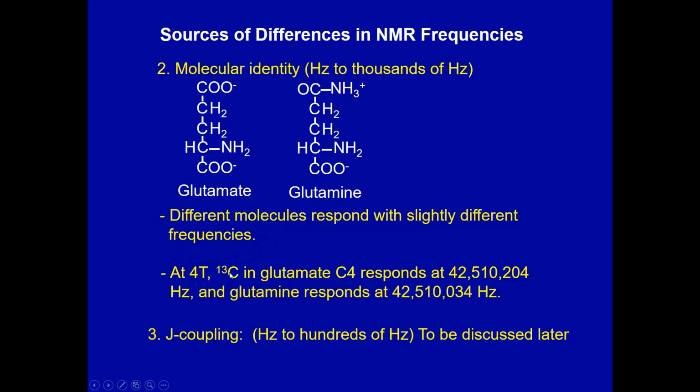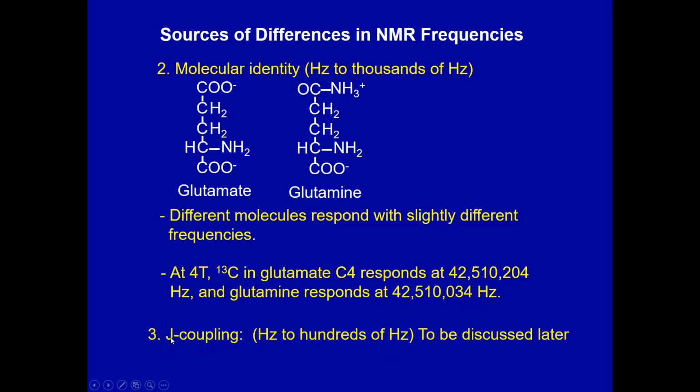So at 4 Tesla, carbon 13 glutamate responds, we say, with a Larmor frequency of 42.5 megahertz. But actually, all across the spectrum, different chemicals respond at slightly different values in that vicinity. So if we have a glutamate that's responding at 42,510,204 hertz, glutamine with a slightly lower B0 responds at 170 hertz less. So instead of 204, we have 34. And this is a very small fraction of the total. We'd still say they have a Larmor frequency of 42.5 megahertz. But this small distinction is enough that we can measure them separately.